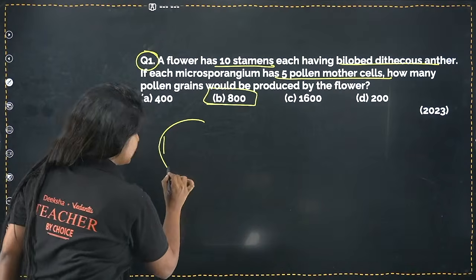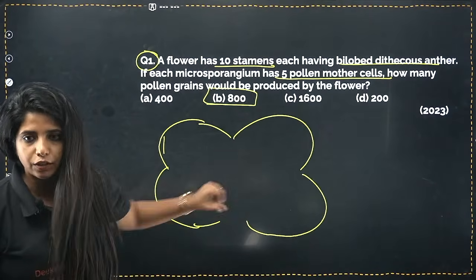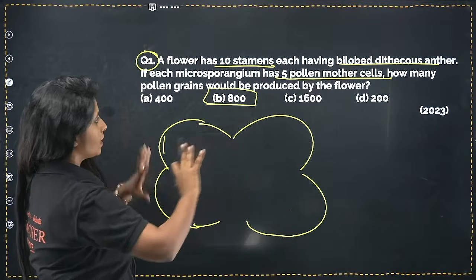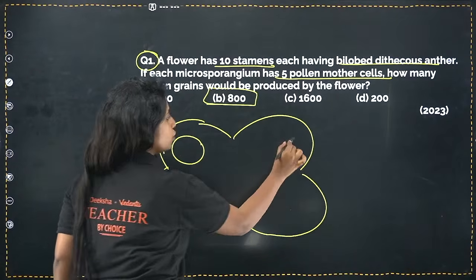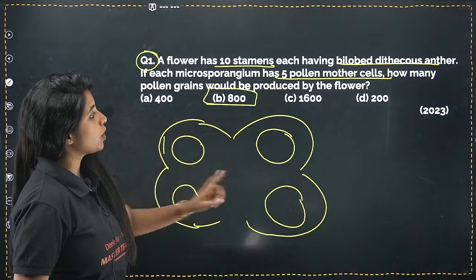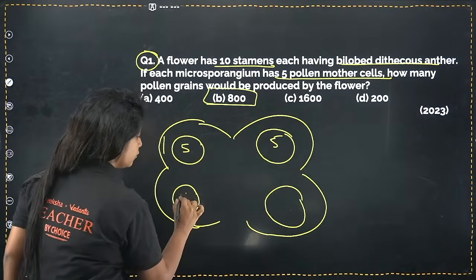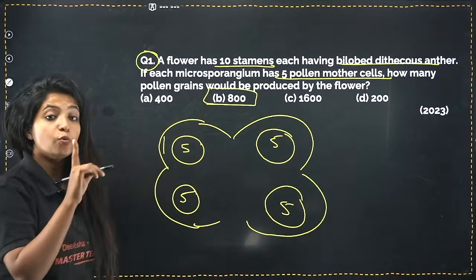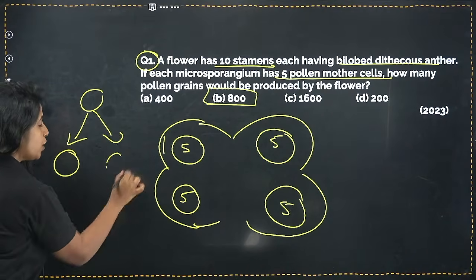When you talk about an anther, at a time you have to talk about one particular anther. So this is one particular anther that you see over here. It is bilobed, dithecous and things like that. We are saying that each microsporangium. So how many microsporangium do you have per anther? You have 4 microsporangium, right? In these 4 microsporangium, you have 5 pollen mother cells. Here you have 5. Here you have 5. Here you have 5. One pollen mother cell undergoes division, it undergoes meiosis 1.